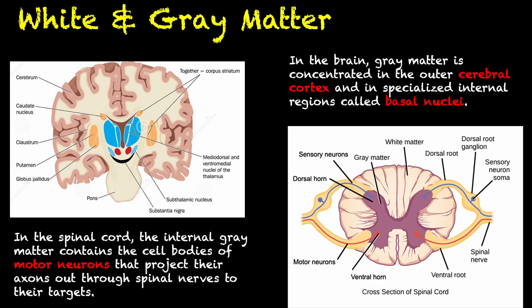So the internal gray matter is going to contain the cell bodies of motor neurons that are going to project their axons out through the spinal nerves to hit their targets, and then also some interneurons, which we will more fully define at a later time. And then the white matter that you can see here actually consists of myelinated axons that are either carrying information up the spinal cord, up to the brain, or carrying outgoing motor information down from the brain, down the spinal cord to hit a particular target, whether it be your foot, the heart, or something else.